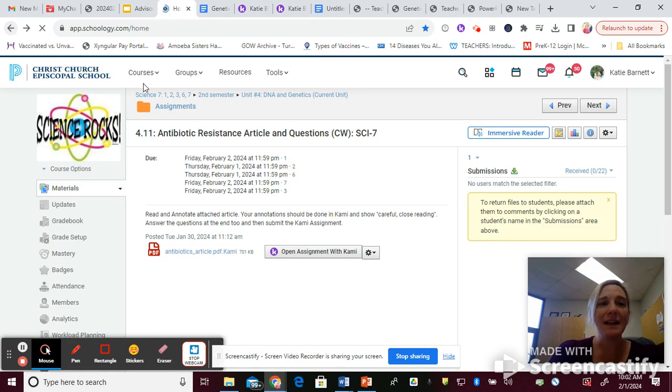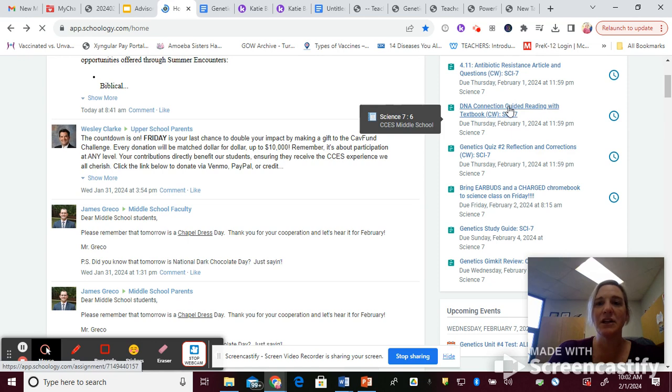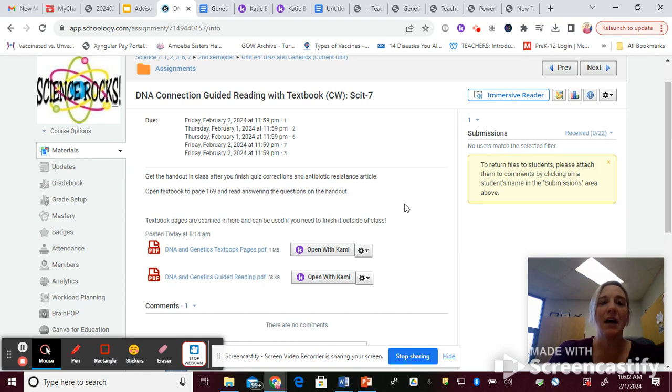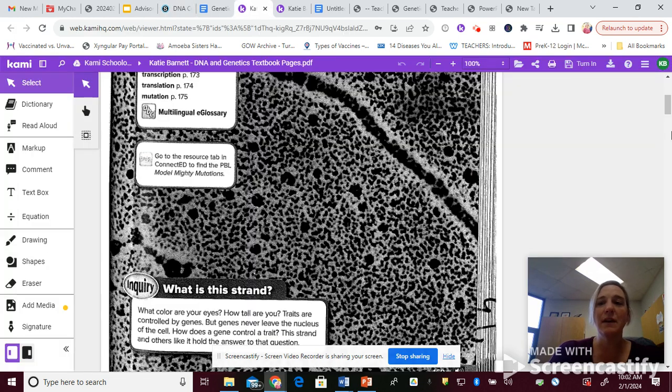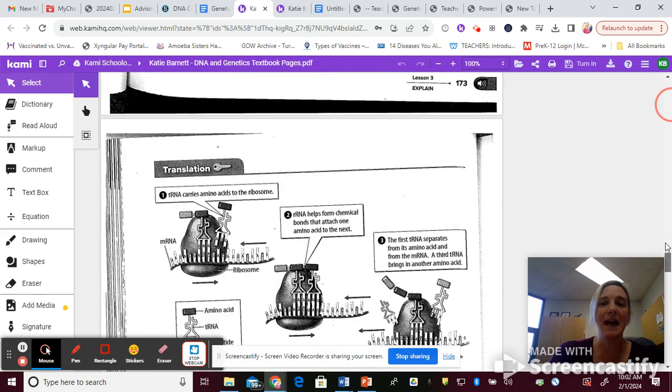Once you finish that, the third assignment is the DNA connection guided reading with the textbook. Everything can be accessed digitally. You could do the guided reading here. The textbook pages are scanned right here, so if you don't finish this in class, there is no need to take a textbook home. When you click this, it is going to look like this. These are the pages in the textbook that go with this handout.